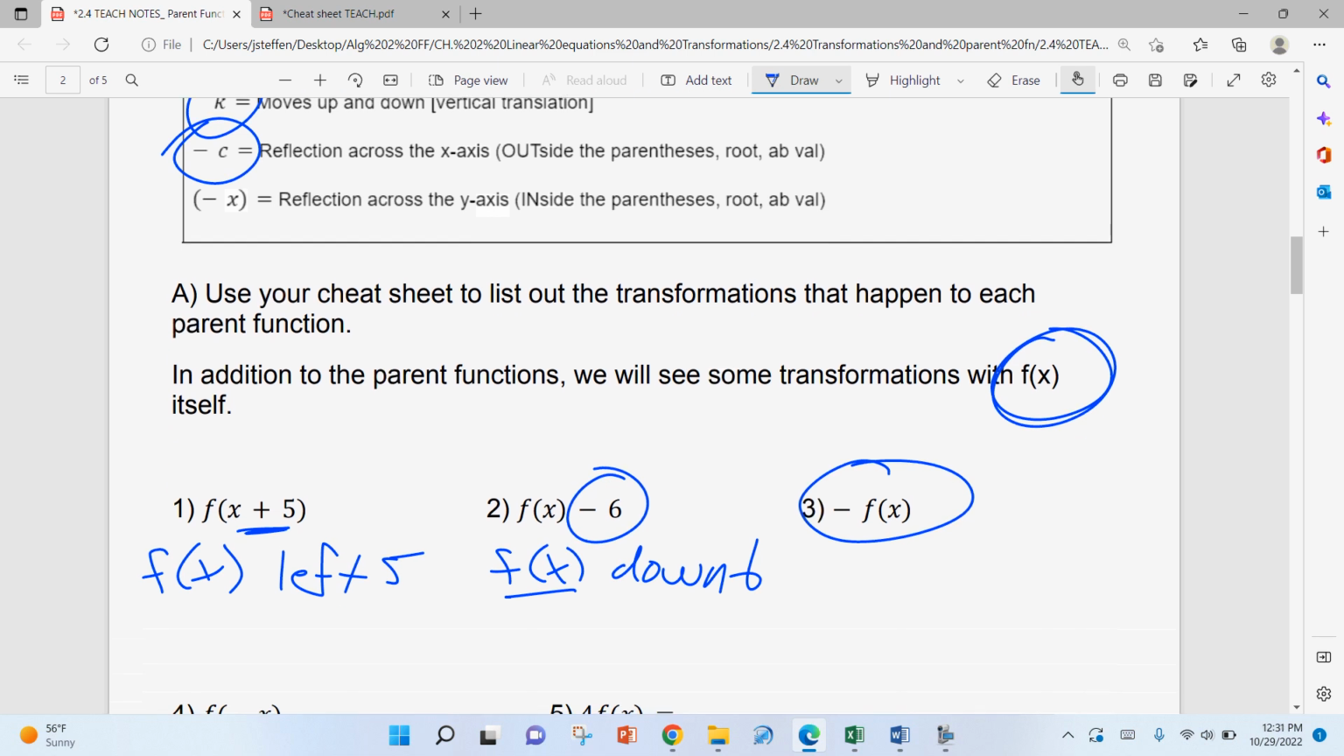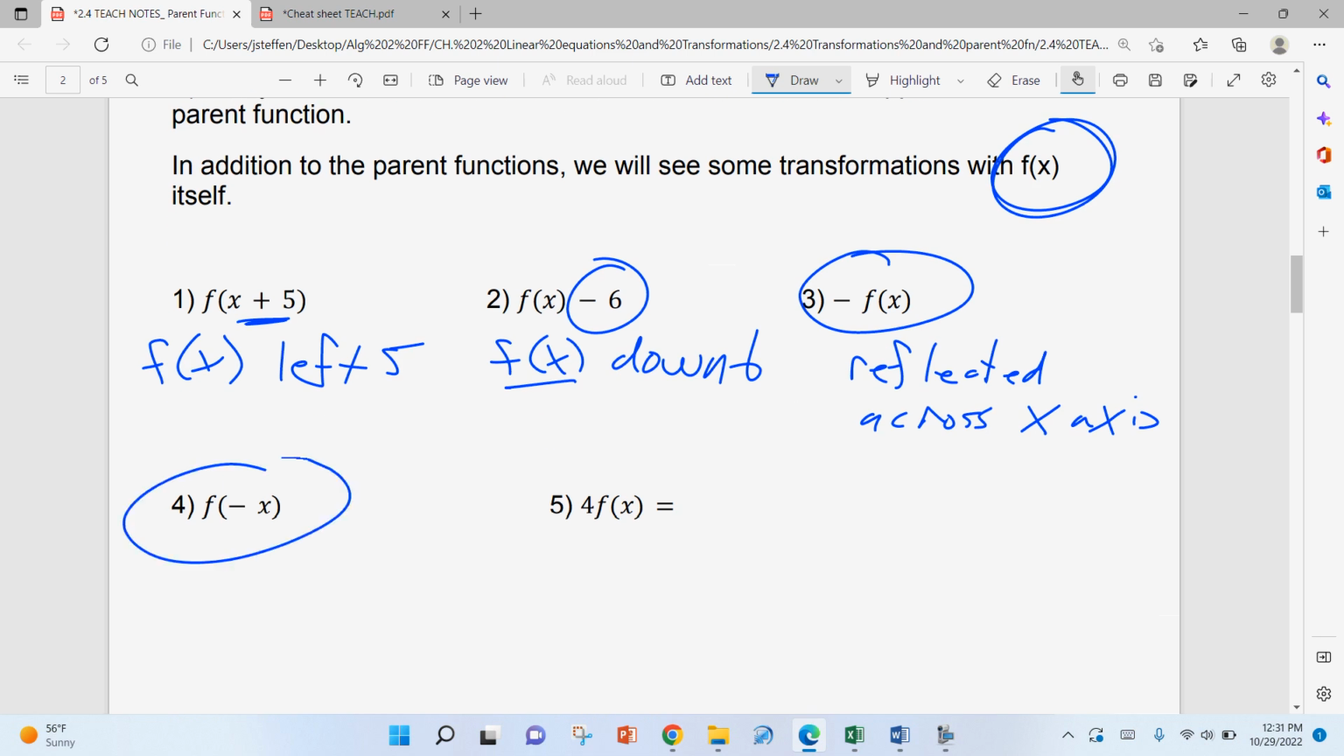I really have trouble with the x and y axis because, again, they're really easy to flip-flop, so just make sure you're being careful. So this is reflected across x-axis. And this one inside parentheses is reflected across y-axis. Then if you have a number out front, if that number is bigger than 1, like this one, it is a stretch.